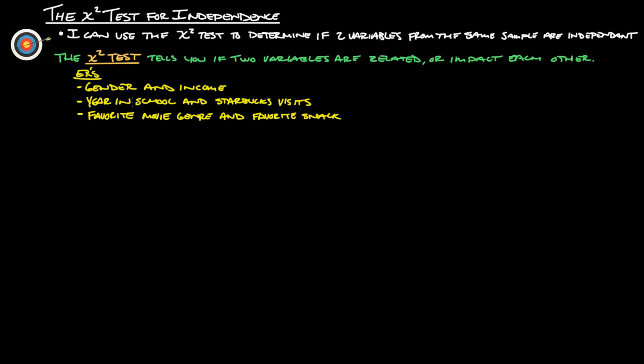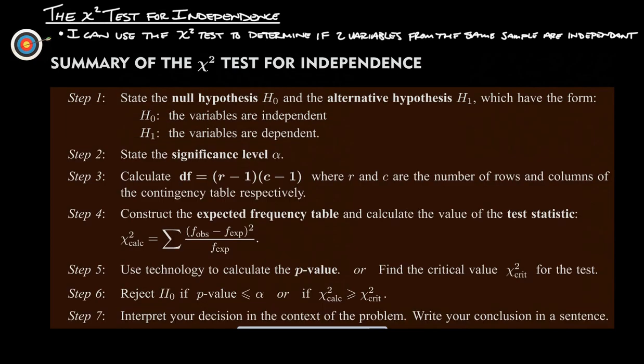For example, gender and income, do those two have an impact on each other? Year in school and visits to Starbucks, does one impact the other? Favorite movie genre and favorite snack, does one have an effect on the other? So it's testing for their independence or dependence. The steps to doing that are these 7 steps here.